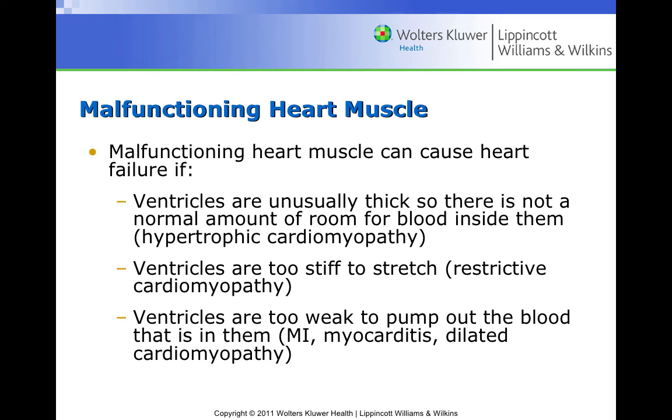Ventricles can become too stiff to stretch, and we call that a restrictive cardiomyopathy. So the heart muscle can't expand to receive the amount of blood that the body needs, and they don't contract enough to get the blood out. So you have an inability to alter your blood flow because the heart can't pump the way that it's supposed to. And then sometimes we have ventricles that are too weak to pump out the blood when we have acute MI or dilated cardiomyopathy.